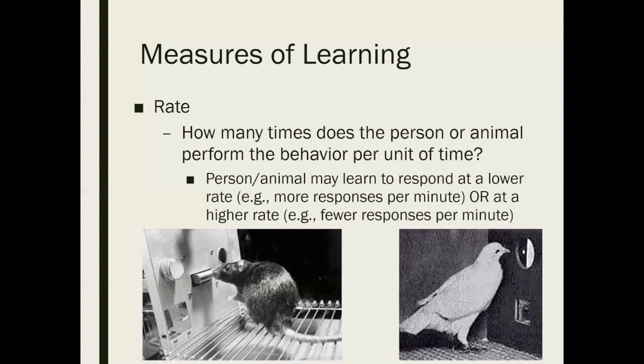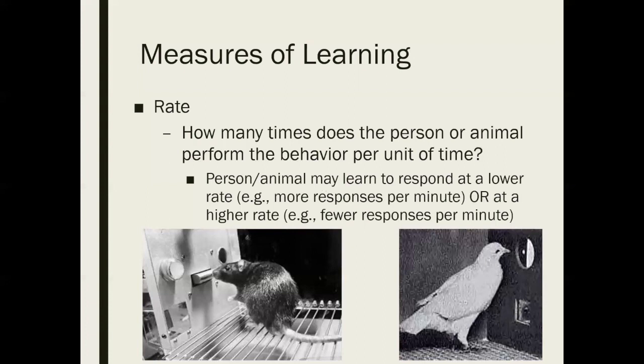So the animal could demonstrate that it's learned something by either increasing the rate of the behavior, like the rat could go from pressing the bar 10 times per minute to pressing it 50 times per minute, or it could decrease the rate. It could perform that behavior less frequently. So, for example, if pressing the bar got punished somehow, then we'd see that rat decrease the rate at which it presses the bar, maybe to the point that it doesn't press it at all.